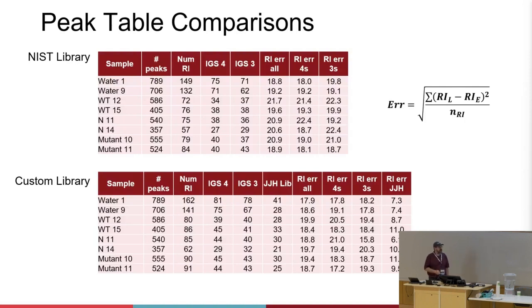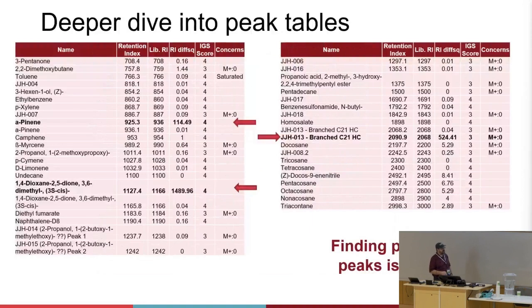Where it starts getting really cool is if you do this and then you dive a little bit deeper into your peak tables, my library error for looking at the retention index is generally incredibly small, except in places like this.